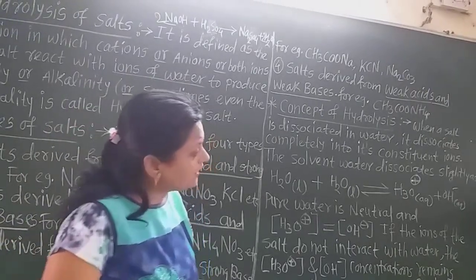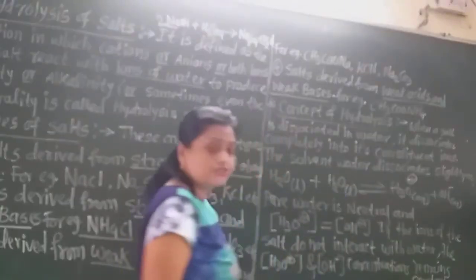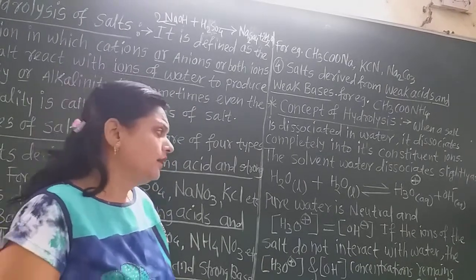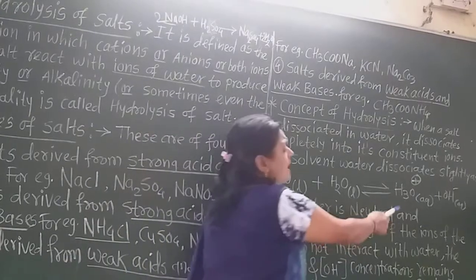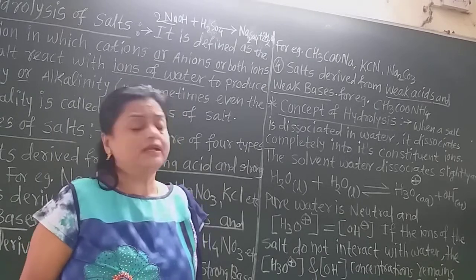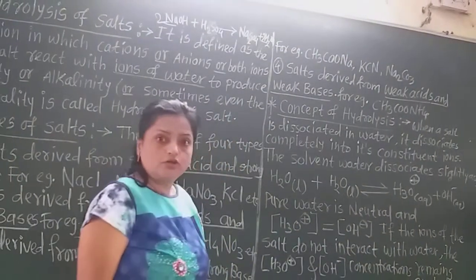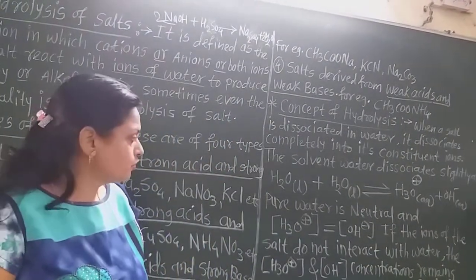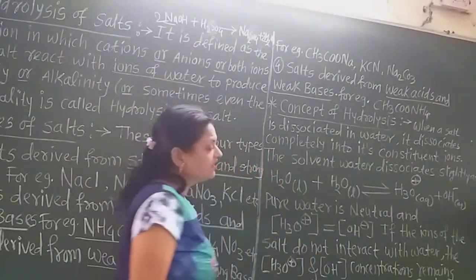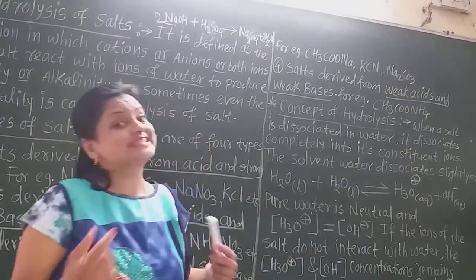The solvent water dissociates slightly, as H2O(l) + H2O(l) gives H3O+(aq) + OH-(aq). Now there is formation of the hydronium ion, that is the H+ ion. This hydronium ion is formed when two water molecules react, and the hydroxyl ion is also formed. Pure water is neutral. In pure water, the hydronium ion and the hydroxyl ion always have the same concentration.